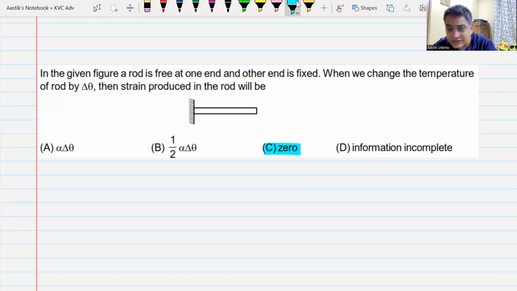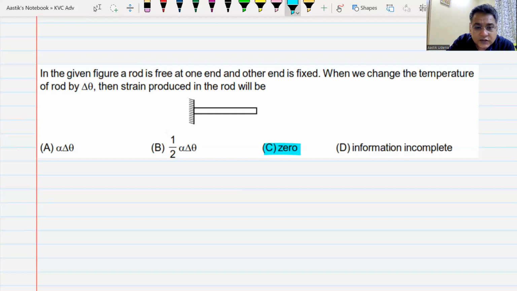If it is not constrained, a body kept like this, if I apply force on this rod, it is not constrained. So there may not be any stress developed in the rod. Stress will only be developed when something tries to change and it is not allowed to change. Getting my point? Yes, sir. Okay, so in this case, the answer is zero.